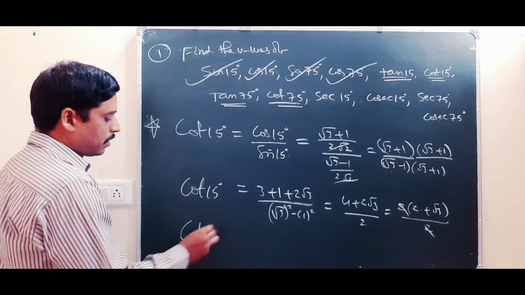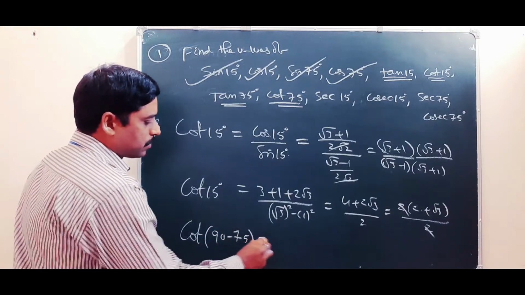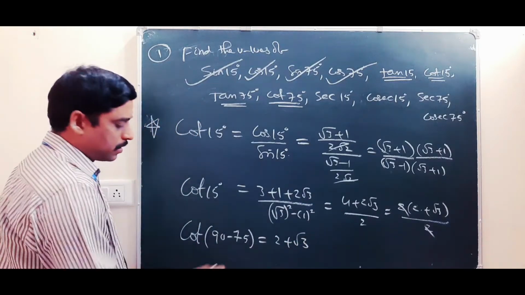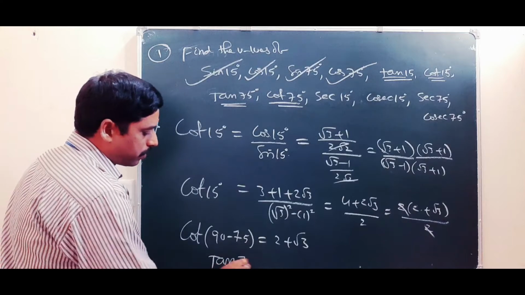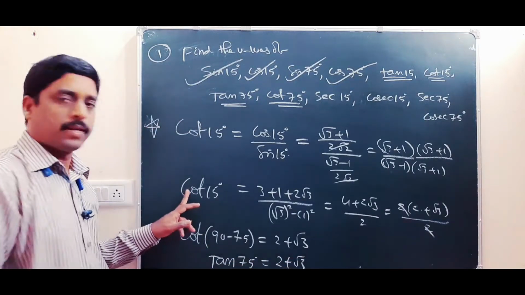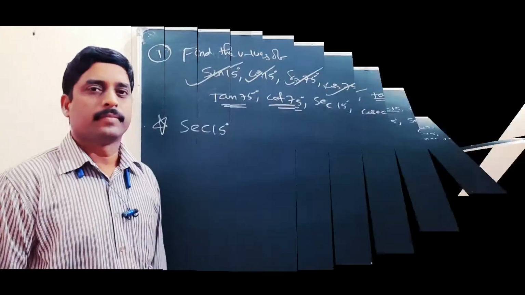Cot 15 can be written as cot of 90 minus 75, and this value is 2 plus root 3. So cot 90 minus theta is tan theta. Tan 75 is also 2 plus root 3. So cot 15 and tan 75 are both equal to 2 plus root 3.